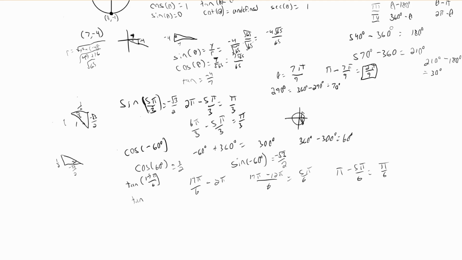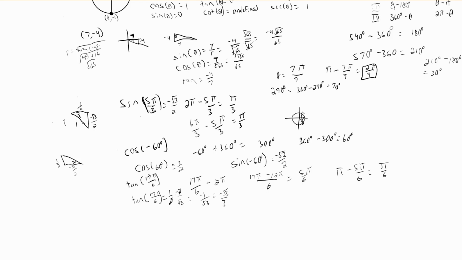So when we're doing tangent, we're doing opposite over adjacent. So tangent of 17 pi over 6 is going to equal 1/2 divided by negative √3/2. So times 2 over √3, negative 2 over √3. Our 2's are going to cancel, and we're going to be left with negative 1 over √3, and when we rationalize it, negative √3/3.